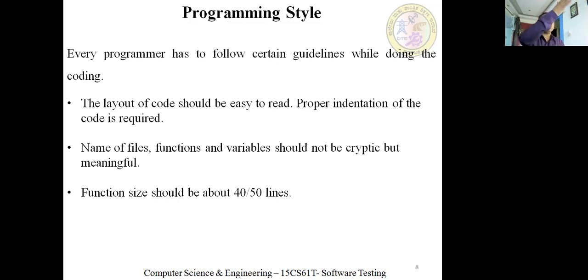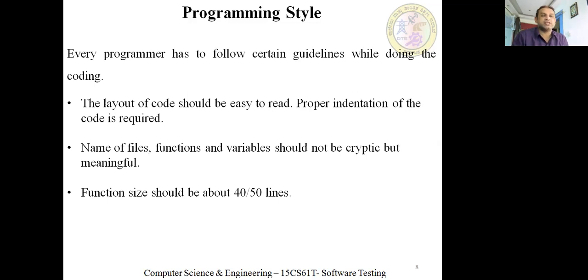Suppose you write the entire program right from the first column itself, then nobody can understand that. So sometimes you'll be using one tab, or sometimes two tabs, and within the for, the statements you executed and so on. So you'll be using some spacing and proper tabs. That is what you call indentation. That is proper indentation. The layout of code should be easy to read. Proper indentation of the code is required.